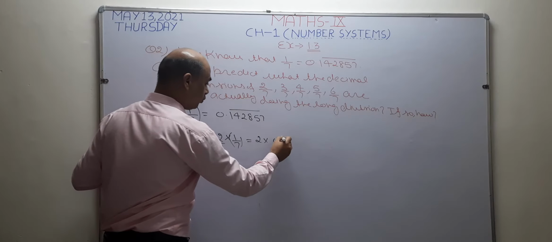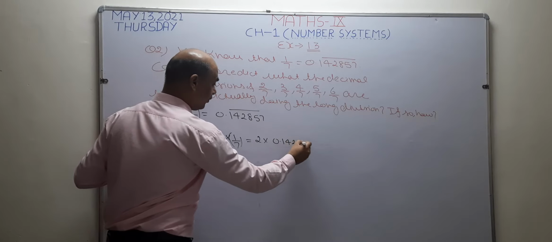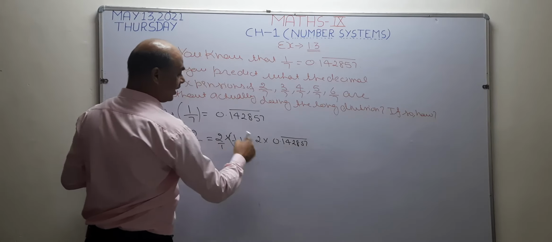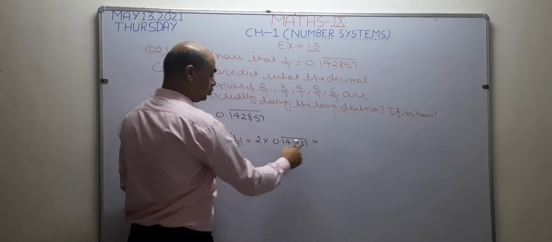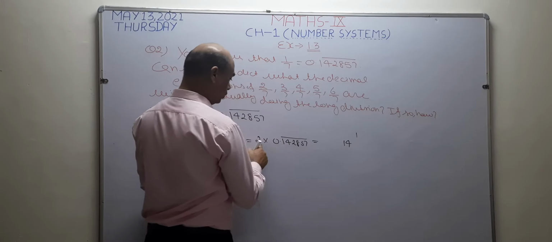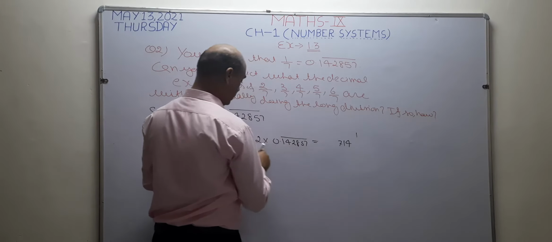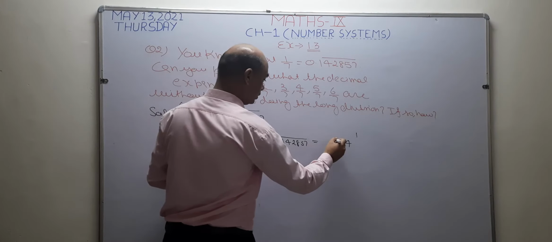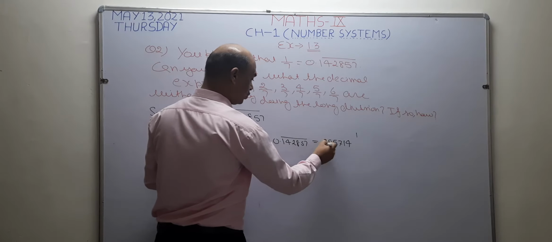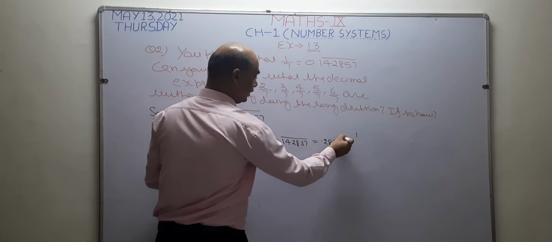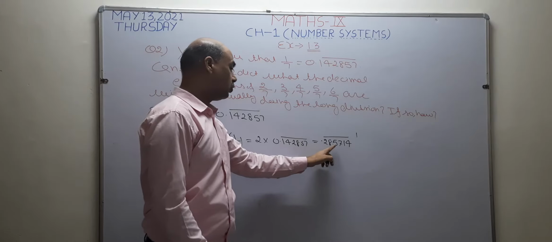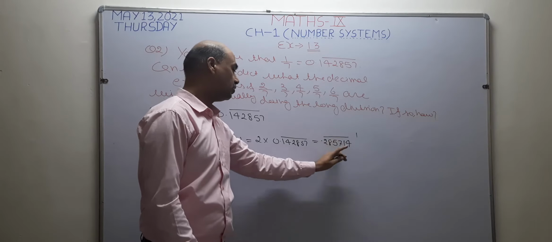I write here 0.142857 with a bar. Now I want to multiply this complete number by 2. See, 2 sevens are 14, 1 is left, 2 fives are 10 plus 1, 11, 2 eights are 16 plus 1, 17, and 2 twos are 4 plus 1, 5. 2 fours are 8, and 2 ones are 2. After that, I put the decimal and this bar sign. So the value of 2 by 7 becomes 0.285714. This is the answer of this question.